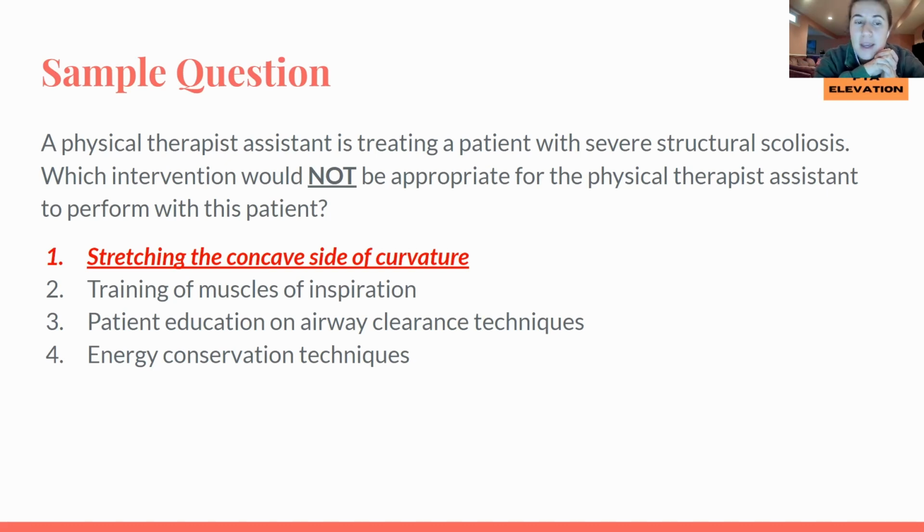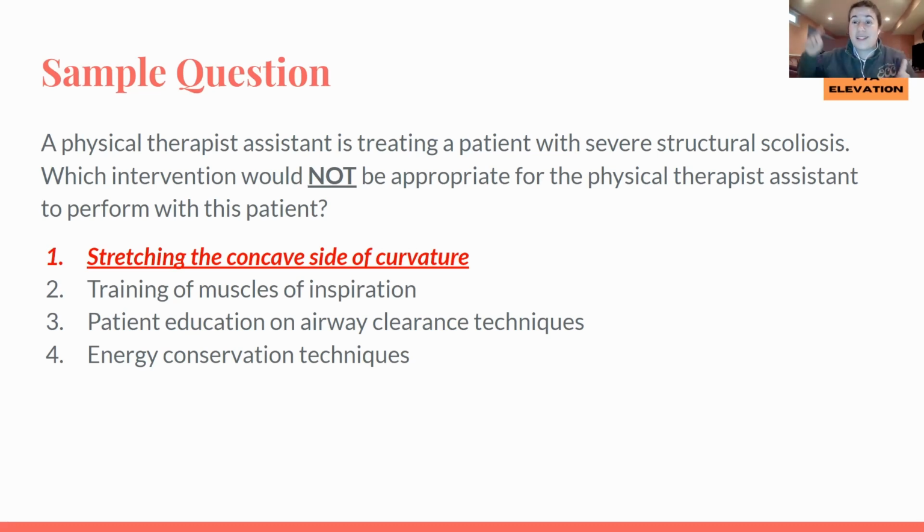Now, again, I put the big 3 of the ones we want to look at and say, yes, these are all good things to do with restrictive lung patients. The training of the muscles of inspiration, number 2, we definitely want to do that with a restrictive lung patient. The patient education on airway clearance techniques, yes, golden, we want that. And then the energy conservation techniques, boom, we love that. That's what we want to do with these patients.